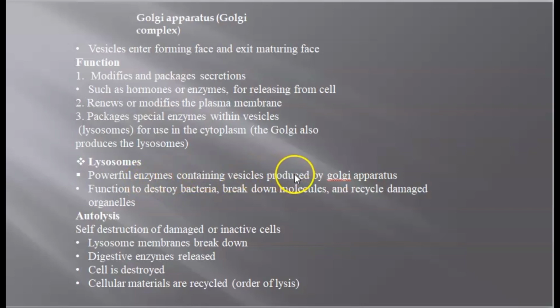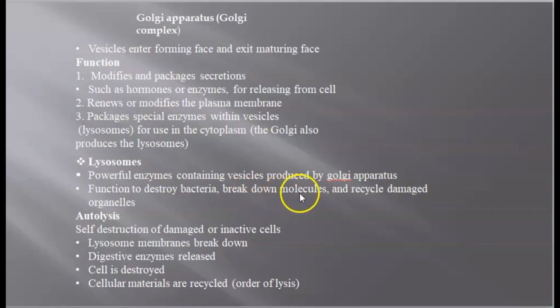What makes it so powerful? Listen carefully now. The function of it is to destroy bacteria. That is why it is powerful. Bacteria within the cell need to be destroyed without breaking down or destroying the cell. The bacteria need to be killed, and it is done by this powerful enzyme that we call lysosome enzymes. It also helps to break down molecules and recycle damaged organelles.